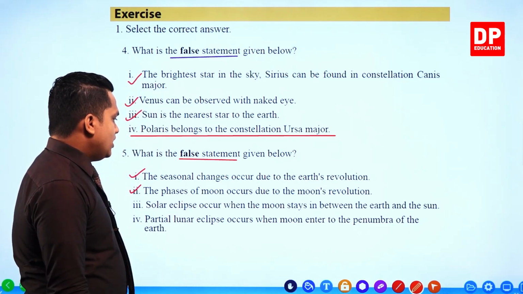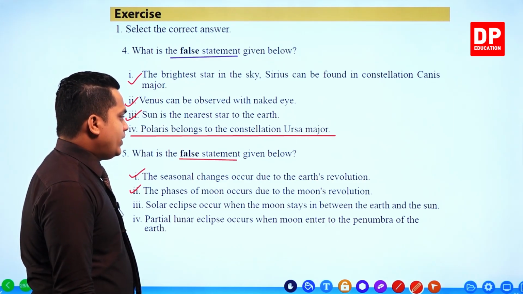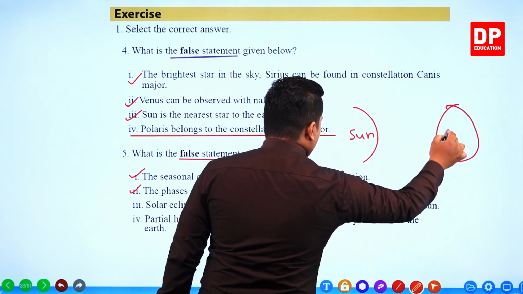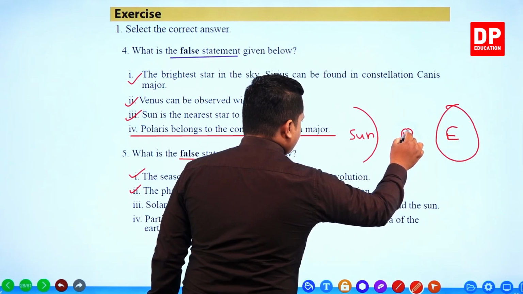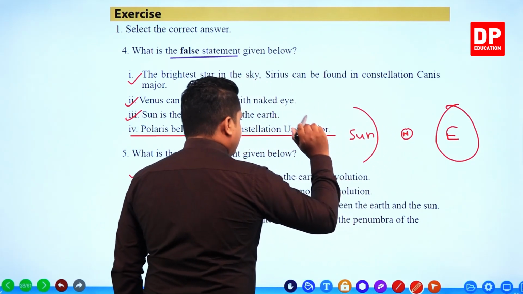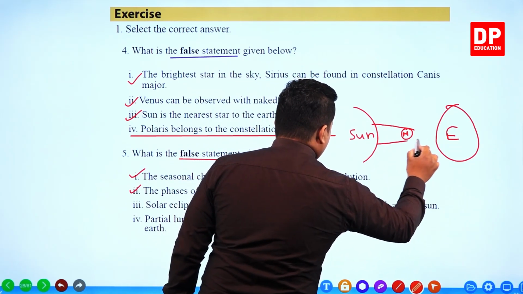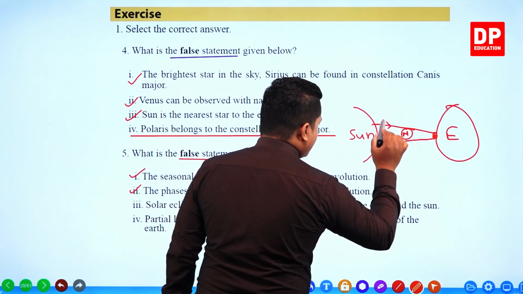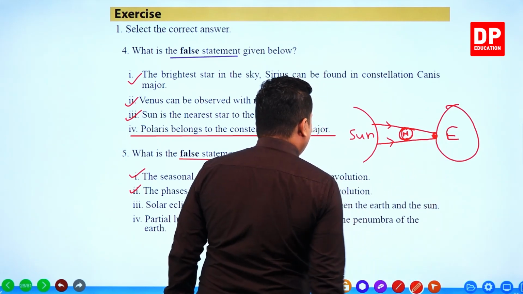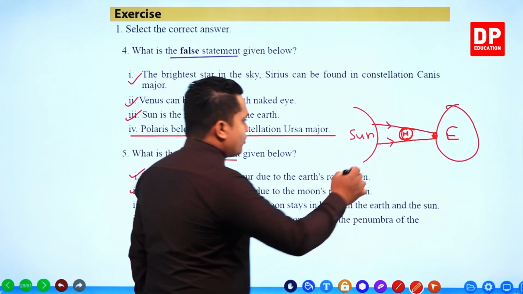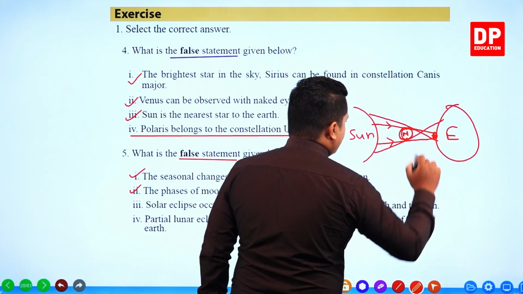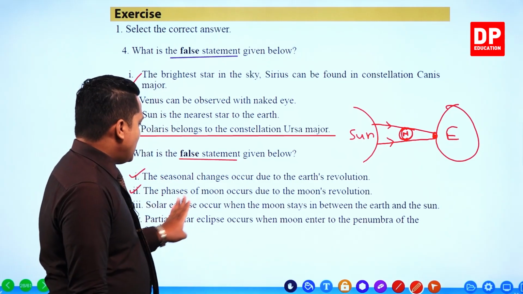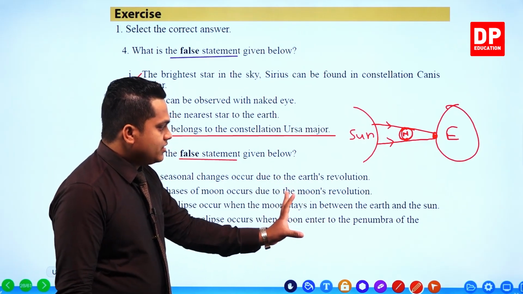Solar eclipse occurs when the moon stays in between Earth and Sun. Correct, right? Sun, Earth, then the moon. So when the moon comes in between Sun and Earth, this particular region will not be able to observe the sun, right? Because of the shadow of the moon which is falling on this particular area. So it is correct. And you know that if you draw another two lines like this, we can get the penumbral region as well. But however, those things are not needed here. The question is just saying that solar eclipse occurs when the moon stays in between Earth and Sun. So it is correct.